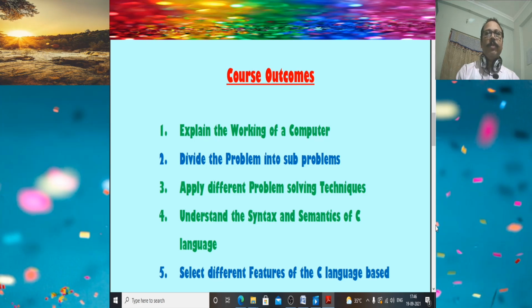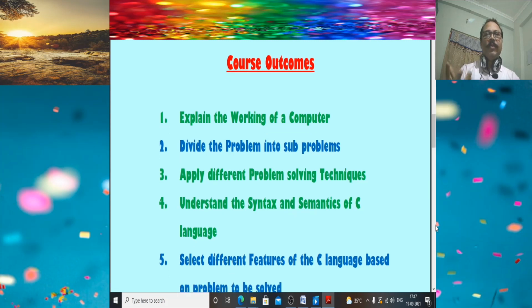Next, coming to the course outcomes. So these are written from student perspective. What is the net result of studying this subject? So the first one is you will be able to explain the working of a computer. If somebody asks you, maybe in your family, maybe outsider, how the computer works, you will be able to tell them. You will exactly know how the computer works.